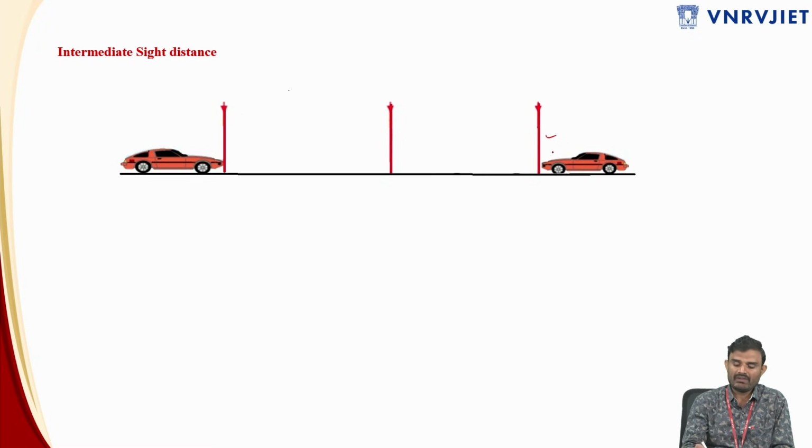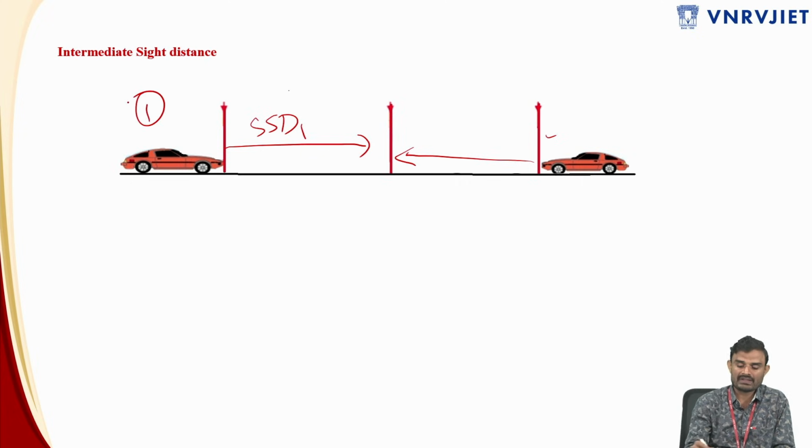In that condition, this vehicle has to travel some distance to stop, and the other vehicle has to travel some distance. This distance is a combination of both lag distance and braking distance of the particular vehicle. This is vehicle 1, and this is vehicle 2, and this is the distance traveled by vehicle 2. Somewhere they will meet at some point, such that they will not undergo collision.